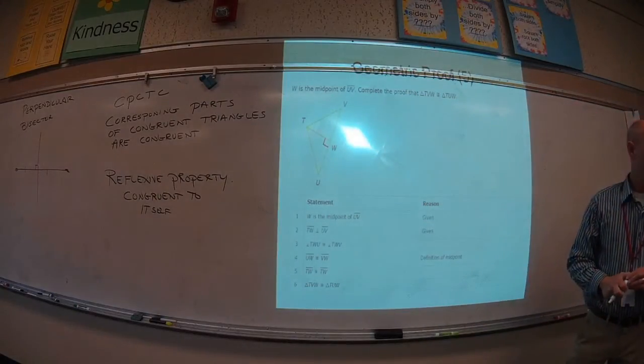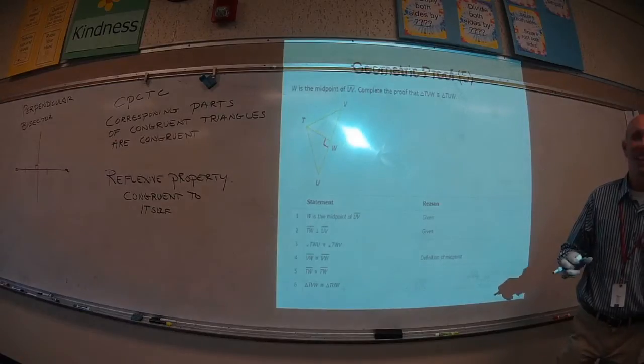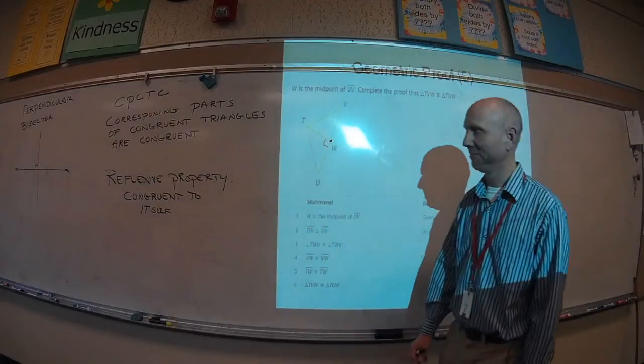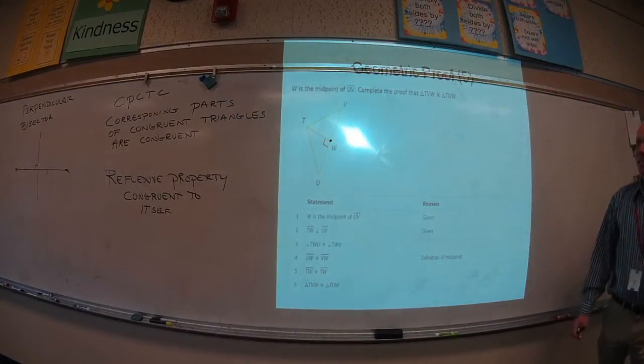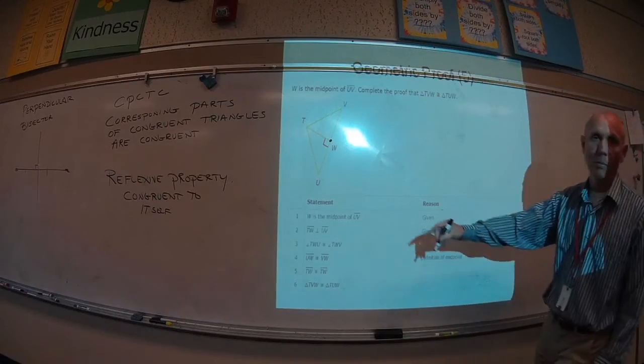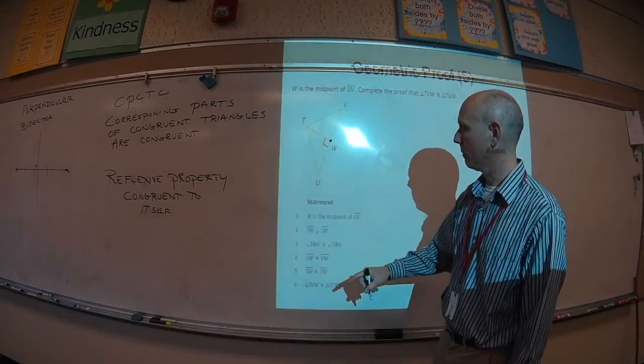W is the midpoint of UV. How do I know that, Maddie? It's given. Good, I'm going to put it right there as the midpoint. TW is perpendicular to UV. How do I know that? Taryn, how do I know TW is perpendicular to UV? It's given. Look, and I put it right there.